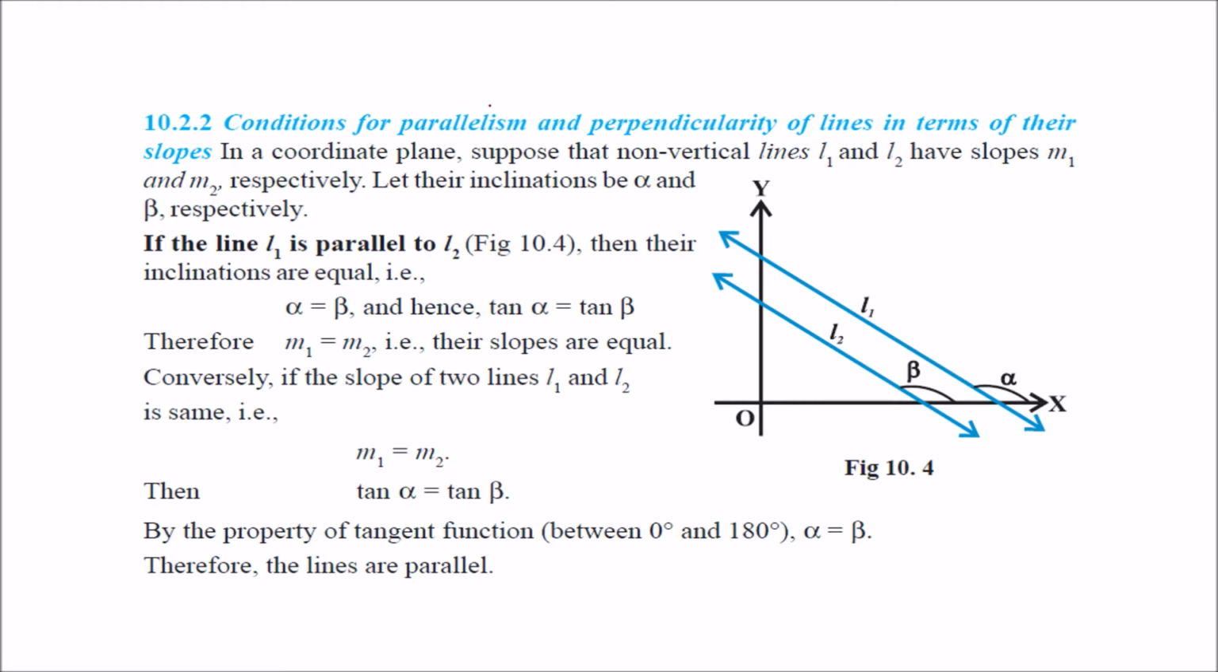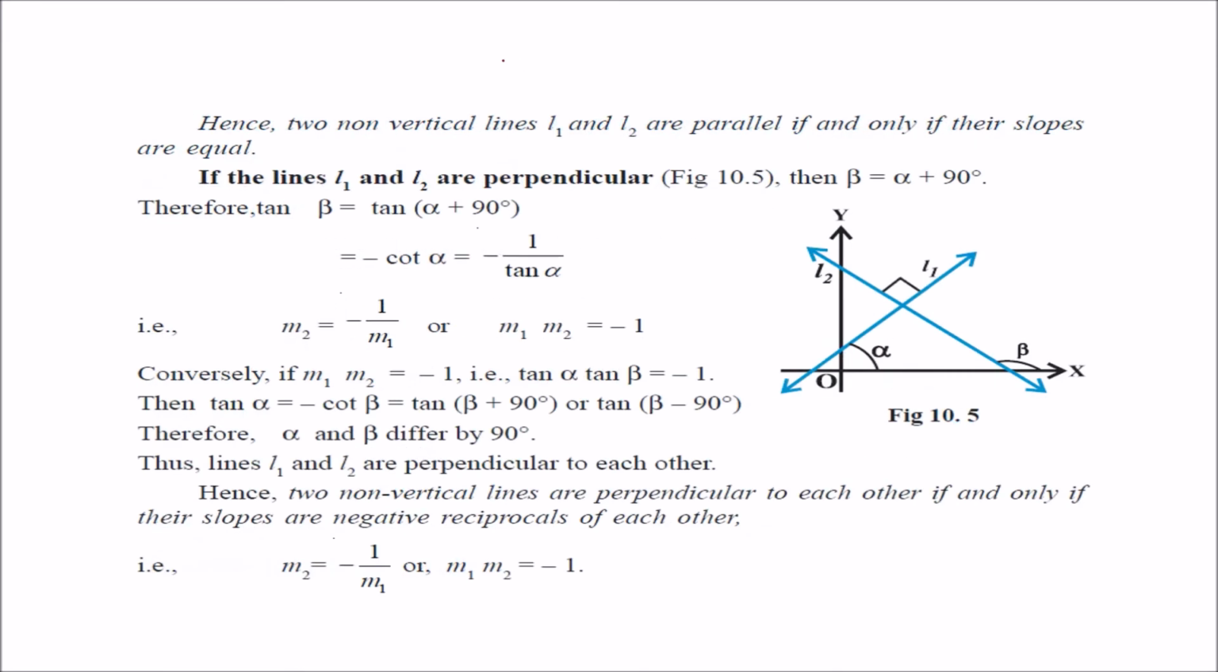Then what about the parallelism and particularly the perpendicularity of lines in terms of their slopes? So if these are 2 lines, you are saying that these 2 are parallel. These 2 are parallel means your slopes are going to be equal. That is, in this case, this alpha is going to be beta. Then let us take tan on both sides. Tan alpha is equal to tan beta. So this is m1. This is m2. So their slopes are going to be equal. So if 2 lines are parallel, it has to be true that m1 equals m2, right?